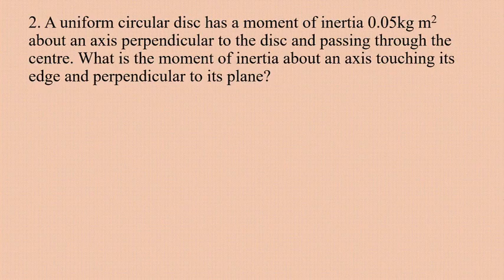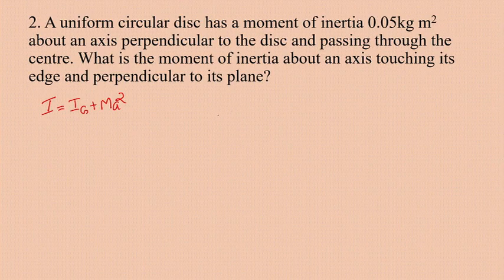Here, the problem is similar to the previous one. Instead of giving the mass and the radius of the disc, we are directly given the moment of inertia of the disc passing through the center and perpendicular to its plane. That means we are already given the value of Ig. So we can do this problem with the help of the parallel axis theorem. According to the parallel axis theorem, I is equal to Ig plus Ma square.